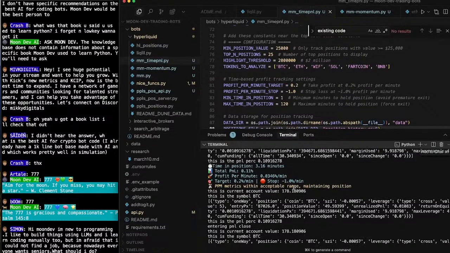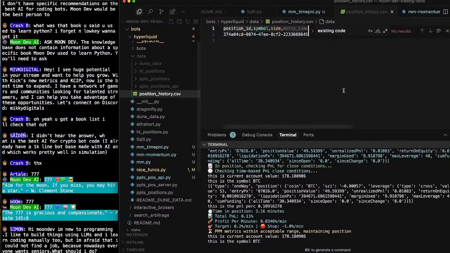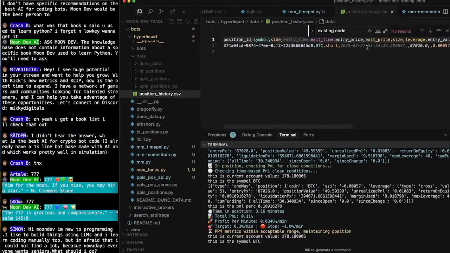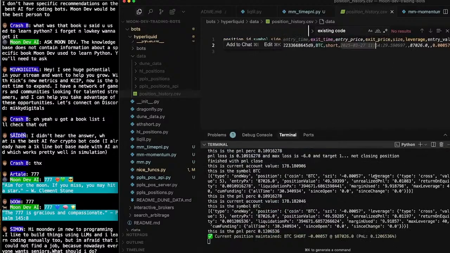And I want to see here, where does it show position history? Right here. So you can see here, position ID. Short. Entry time is here, 11:54. And let's just watch this go for a little bit, you know?